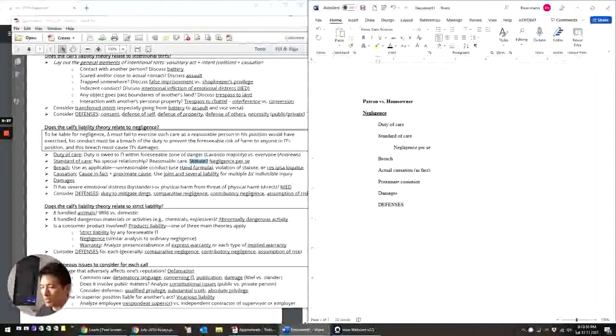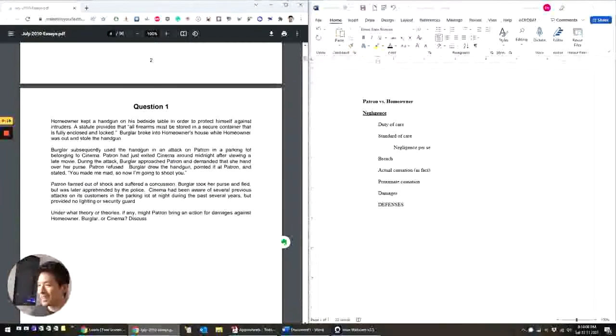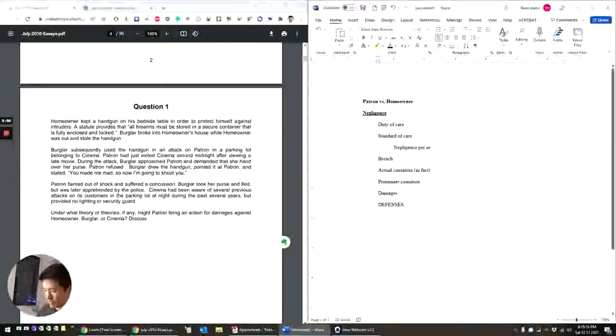Let's see if there's any defenses that the homeowner might have. So comparative negligence, contributory negligence. Did the patron do anything where maybe part of it was her fault? The patron did not listen to the burglar when he or she approached the patron and demanded that she hand over her purse. So arguably there is a bit of fault there. So we can at least flag comparative negligence and contributory negligence.